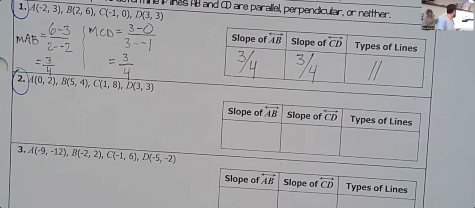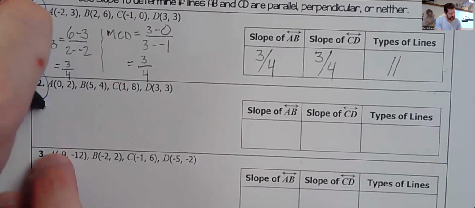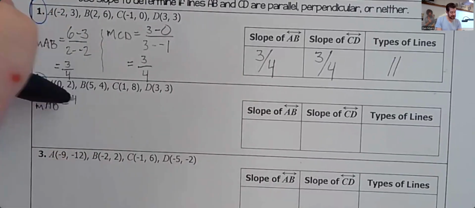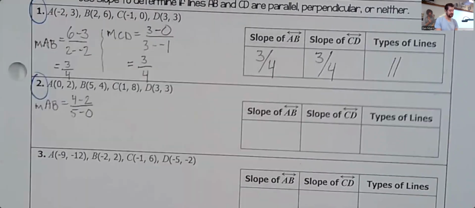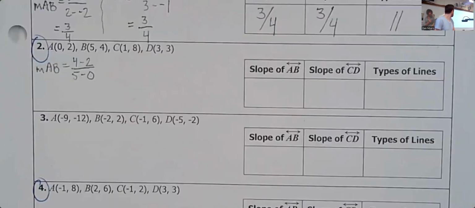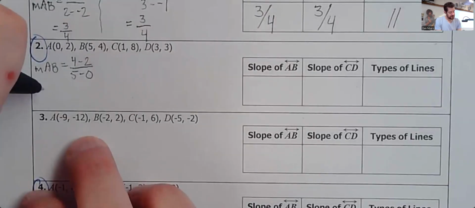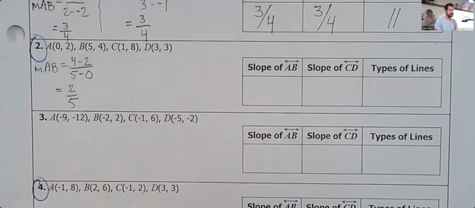So problem number 2, next one. Slope of line AB. Every single one of these, we've got 2 slopes to figure out. So slope of line AB is going to be Y2, 4 minus Y1, 2 over X2, 5 minus X1, 0. So 4 minus 2 is 2. 5 minus 0 is 5. So the slope of line AB, 2/5.